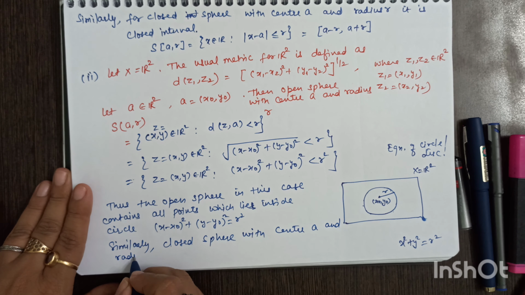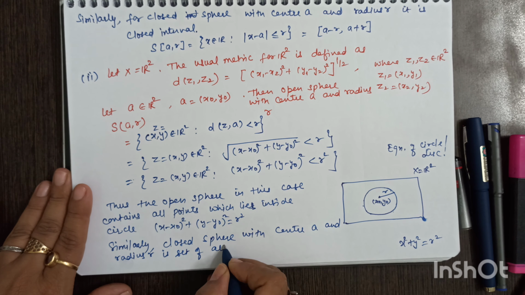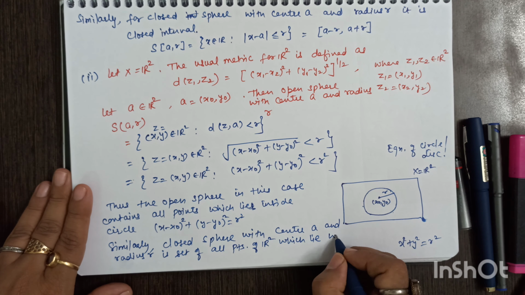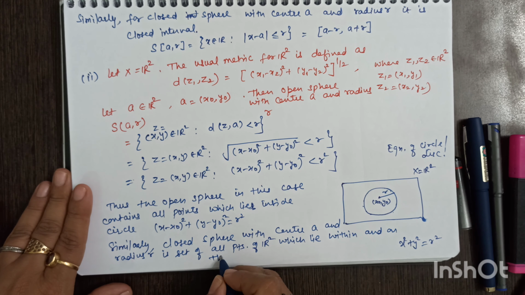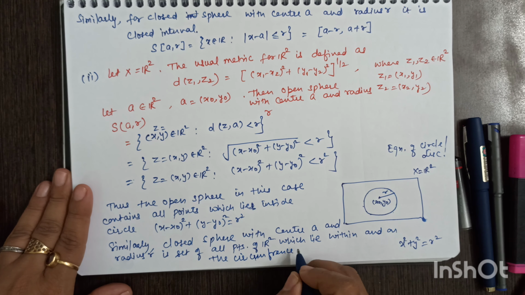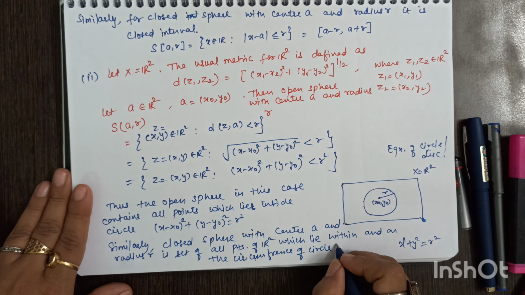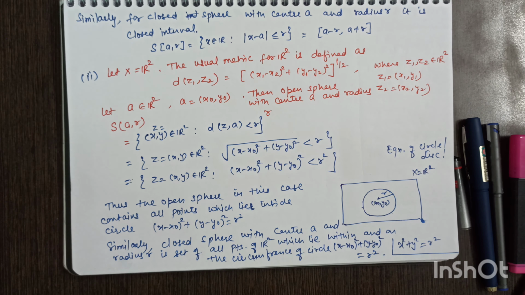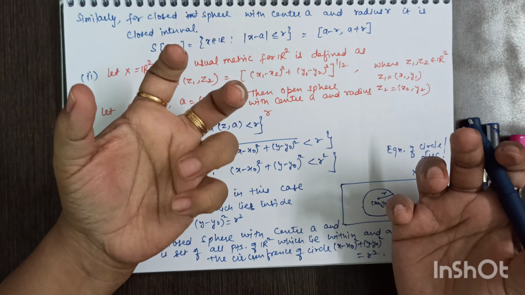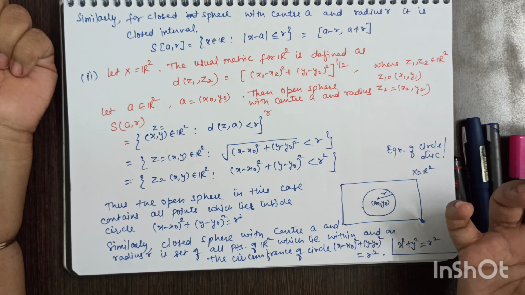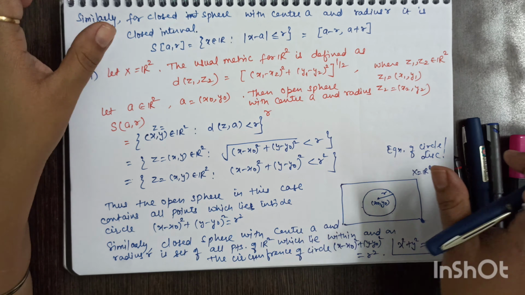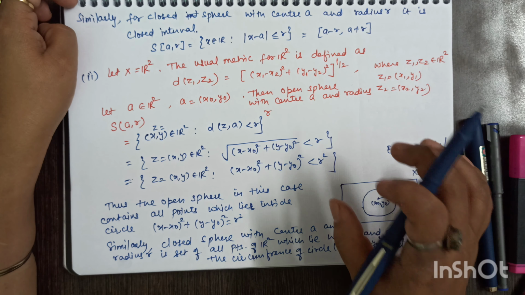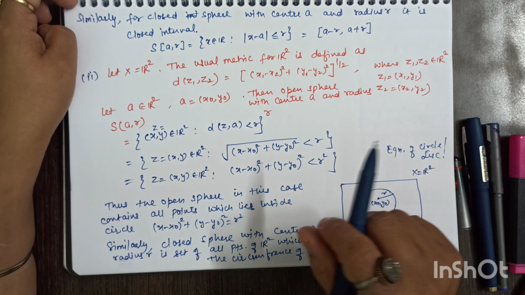Similarly, the closed sphere with center A and radius R, in this case, is the set of all points of R2 space which lie within and on the circumference of this circle or disc. The equation of the circle is (x minus x0) square plus (y minus y0) square equals R square. So in this case it is the shape of a circle, right? We'll discuss further examples which may take different shapes also for open sphere and closed sphere.